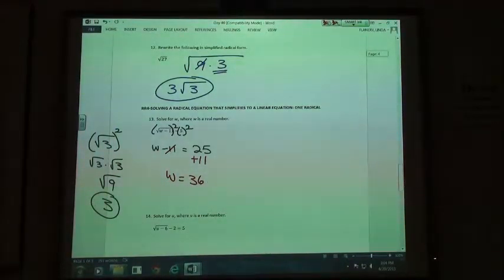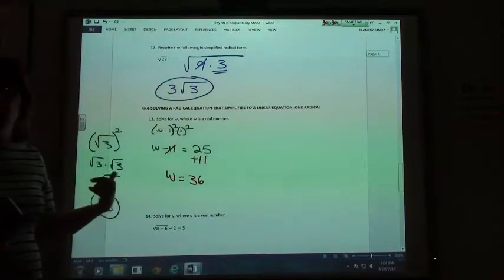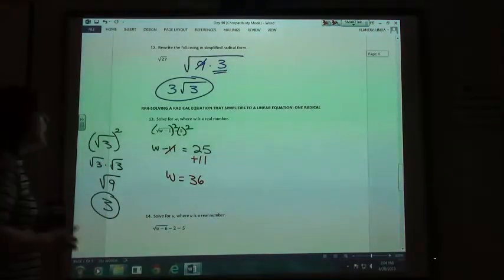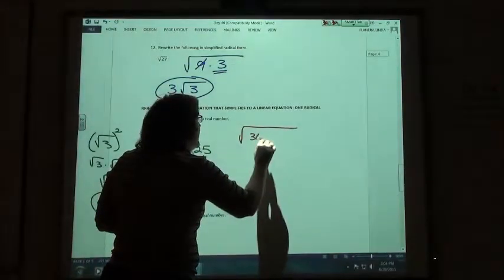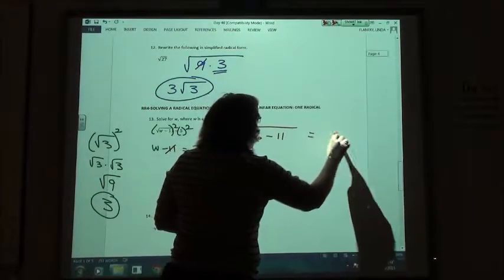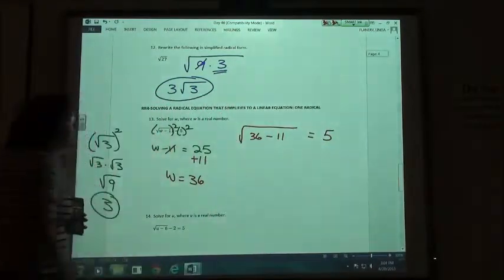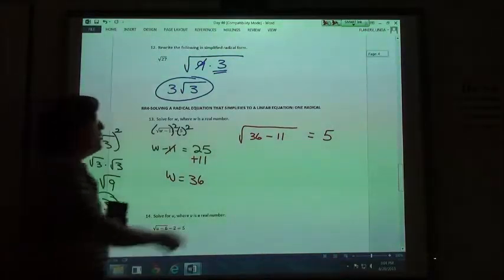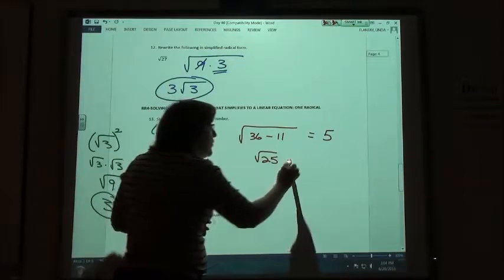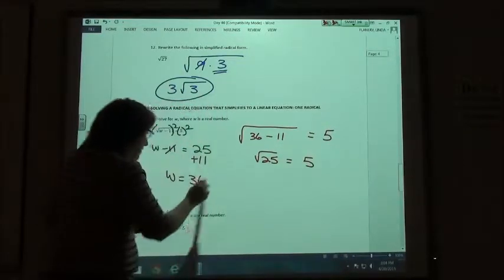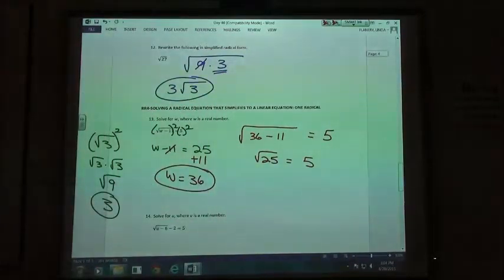Now when you're working with square roots, sometimes you get what's called extraneous solutions. Although you did all the work correctly, the answer doesn't check. So you always want to go back and check your answer. Is the square root of 36 minus 11 equal to 5, right? I put the 36 in for the w to check it out. Well, 36 minus 11 is 25, and sure enough, the square root of 25 is 5. My answer does check, so that's a good solution.